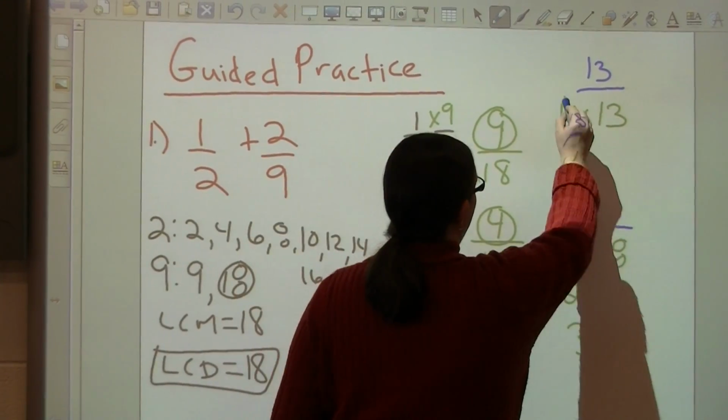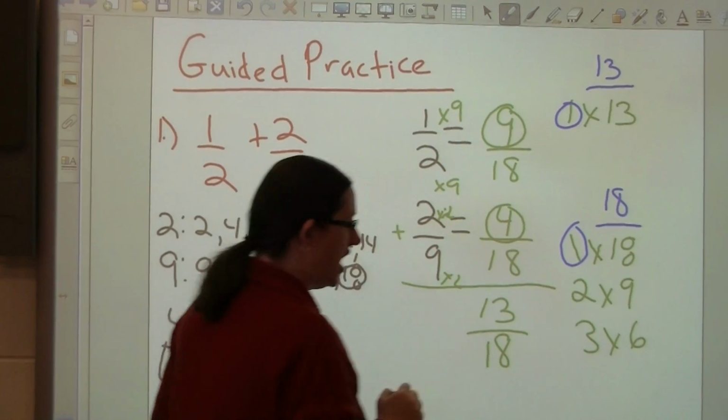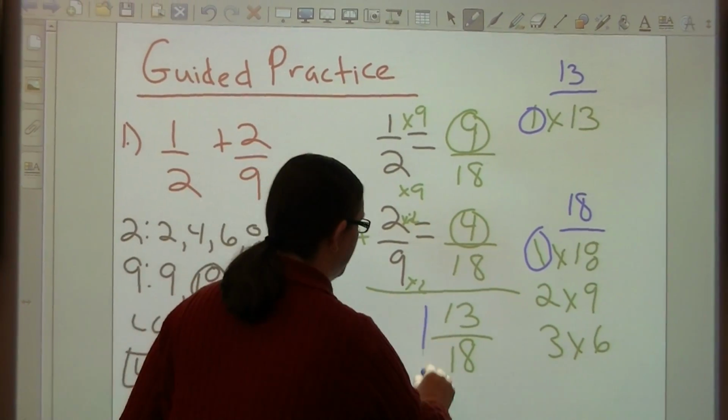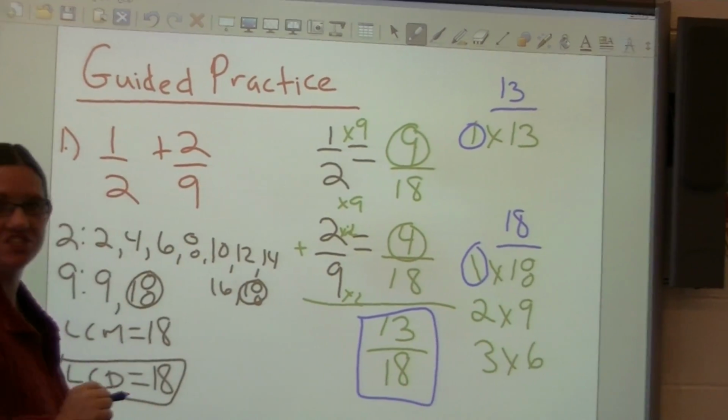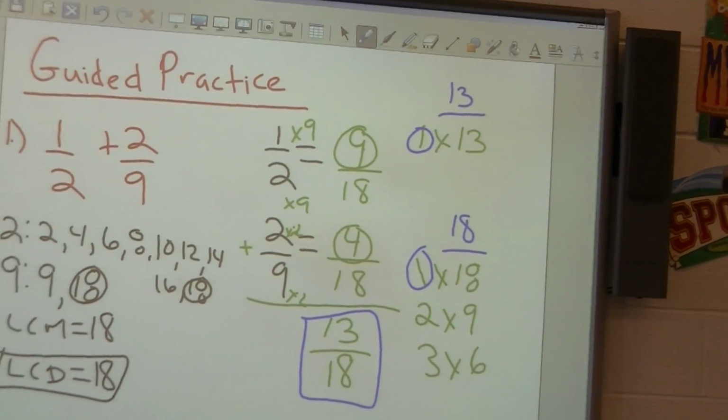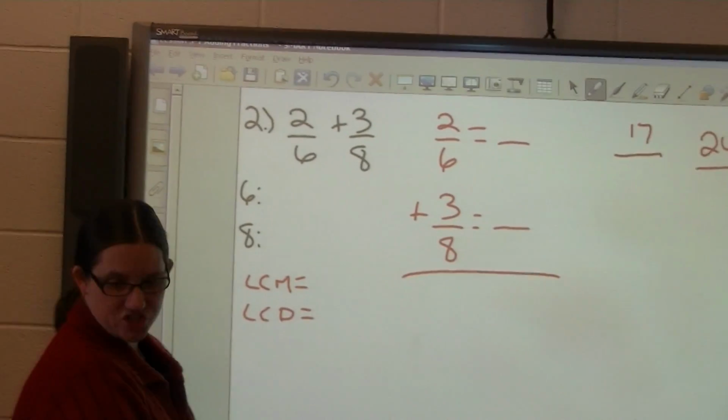Okay, now we look at our list. What numbers do they share? You will see they just share 1, so we know this is in simplest form, and our final answer is 13/18. Good job. Okay, let's go to number 2.